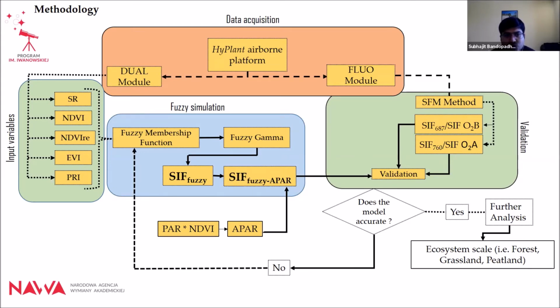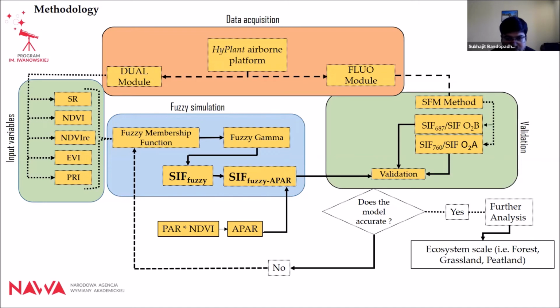The first step is doing the membership function to derive the membership maps of different variables. And in the next stage, these membership functions are combined together to produce the final map.